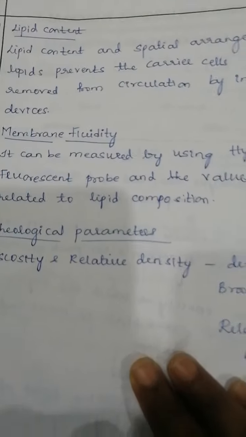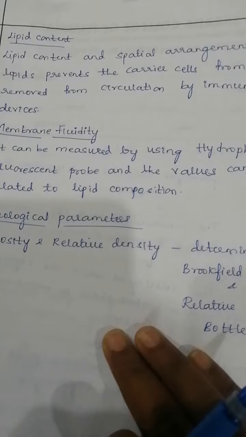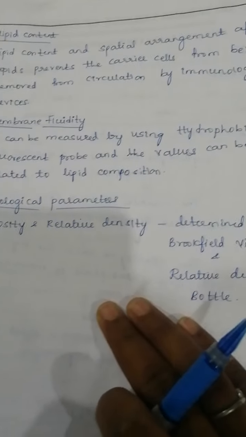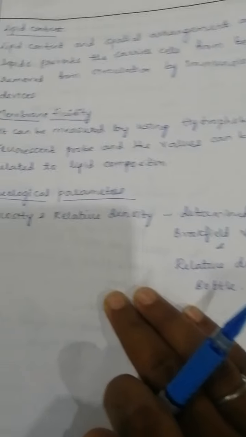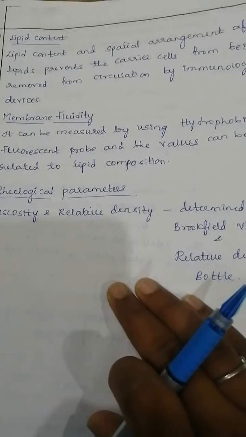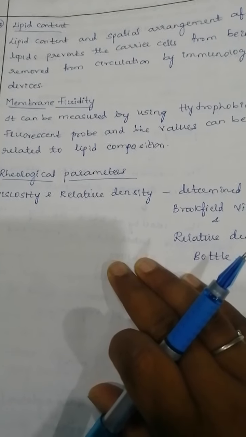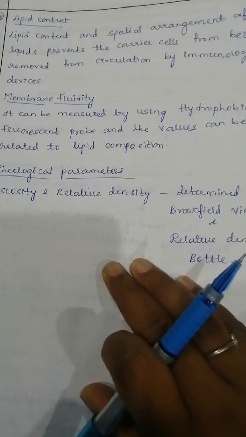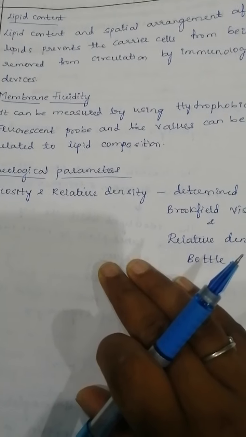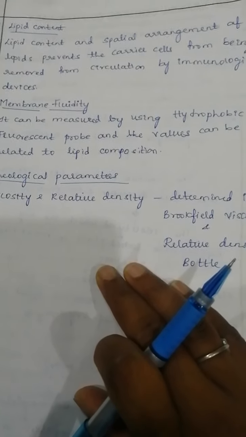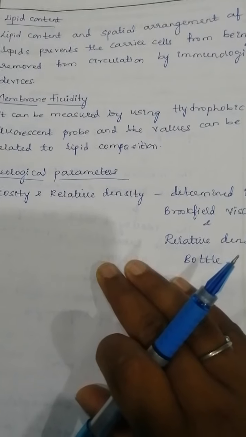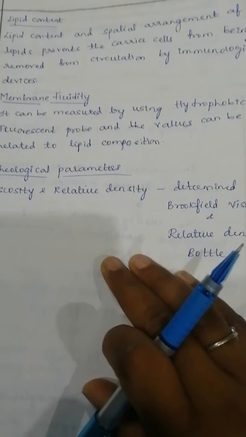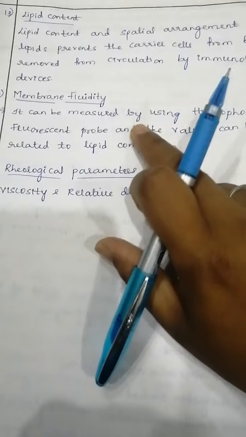Next, the lipid content. Lipid content and spatial arrangement of the lipids prevent the carrier cells from being removed from circulation by immunological devices. Immunological devices are nothing but, if any antibodies are there, some lipids which are not useful to your body will be there, and it will destroy those lipids in your body. So to prevent that, the arrangement of the lipids should be such that the cells are not removed from your blood circulation by the immunological devices.